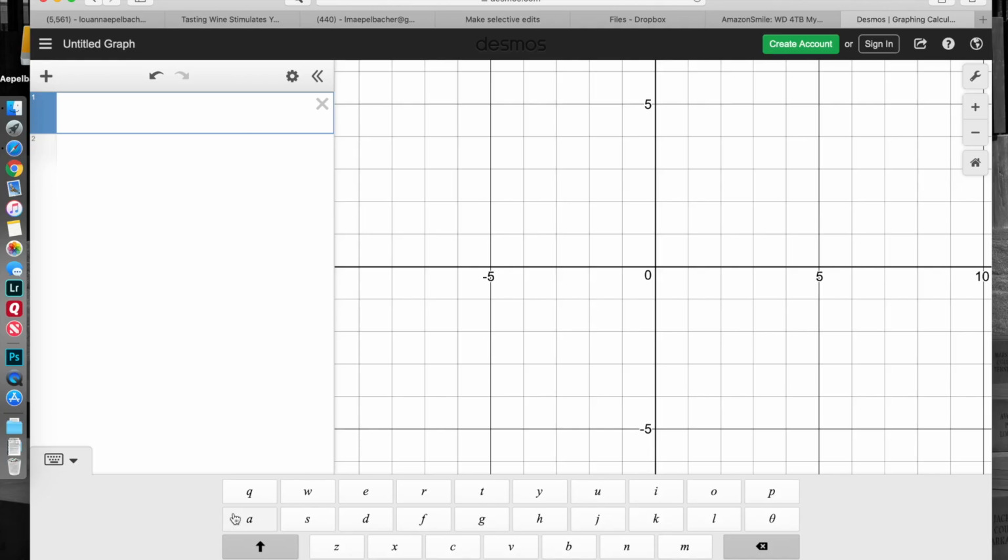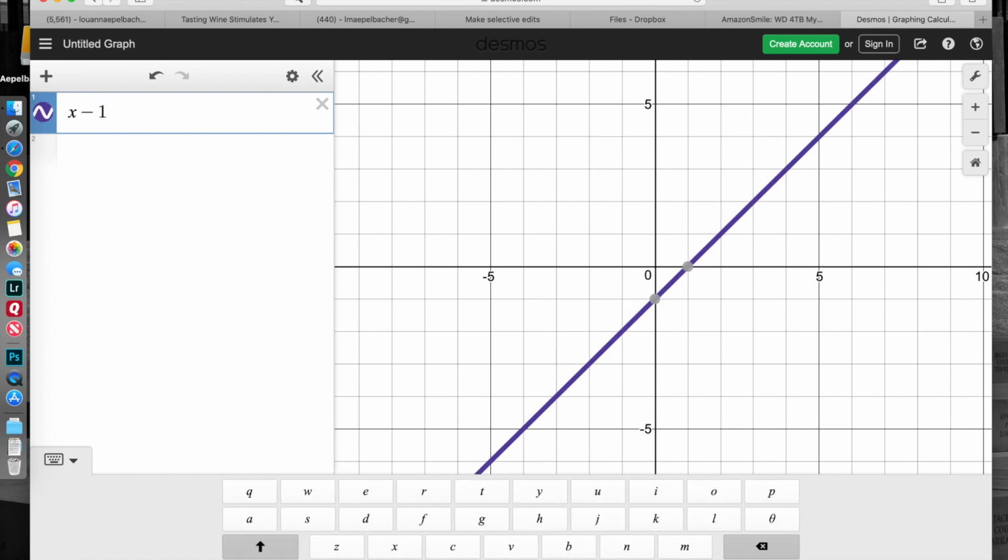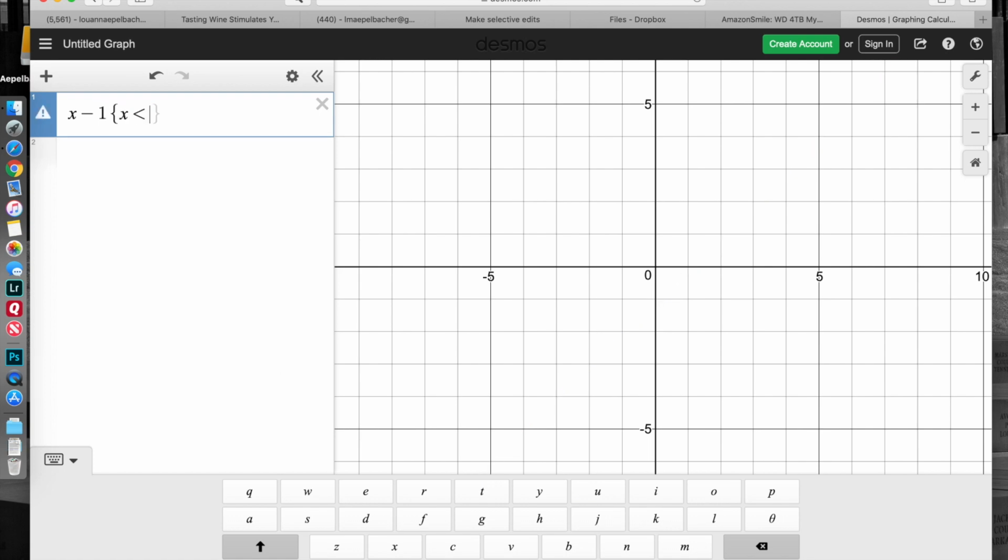And then in the second, number 7b, another piecewise graph. And so we'll start with the x minus 1, and I'm going to grab my curly brackets here and say that that is for when x is less than -2.